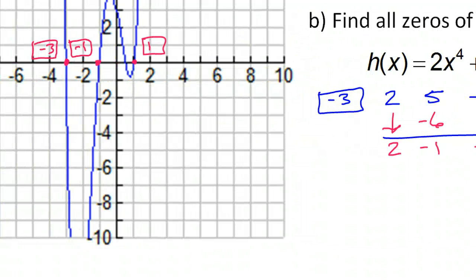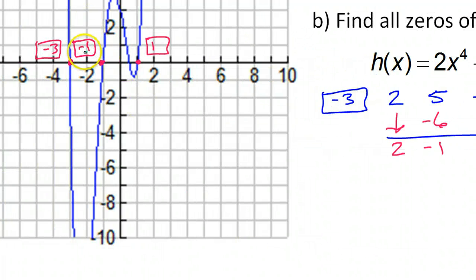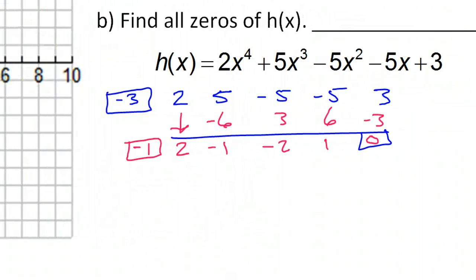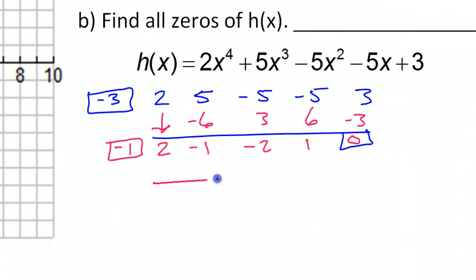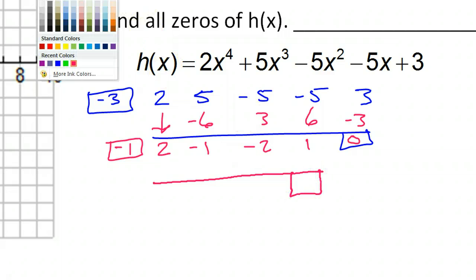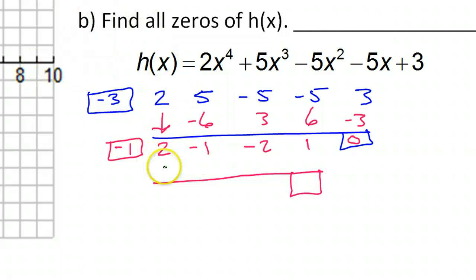So to use the next 0, I can just pick up where I left off. So I've got the -1, so I'm just going to put my -1 right here and keep going. So I'll just draw another line here and another box here. Okay, so I bring down the 2. Multiply, I get -2. Add -3. Multiply, +3. Add 1. Multiply -1, add, I get 0.